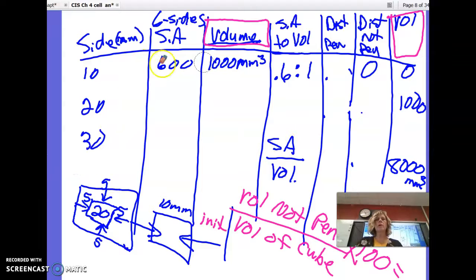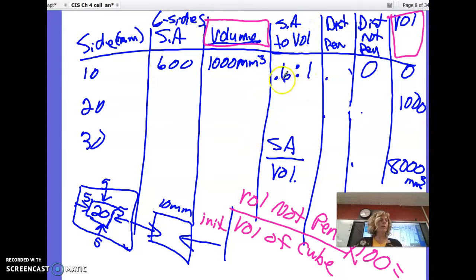And we talked already about, okay, so there's 6 sides. You have to calculate the surface area of a side by taking the length times the width, which would be 10 times 10, but then multiplying that by 6 because we have 6 sides. Volume is length times width times height, and since we have a cube, it's 10 times 10, which is 100, times 10, which is 1,000 millimeters cubed.